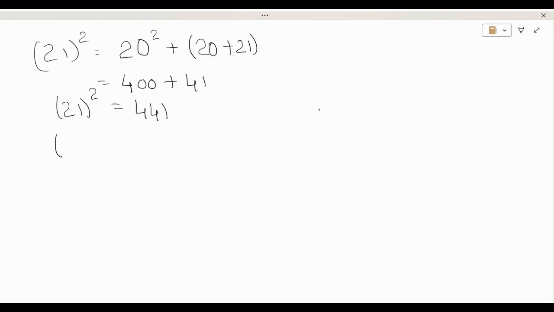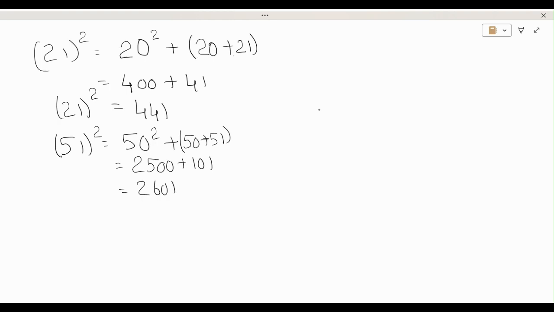Now let's take another number like 51. The number before 51, that is the tens digit, is 50. So it is 50 square plus 50 plus 51. Once again I am saying it is not 50 into 51, it is 50 plus 51. So that's 2500 plus 101. So it is 2601. Clear?